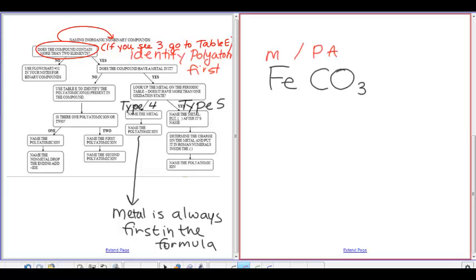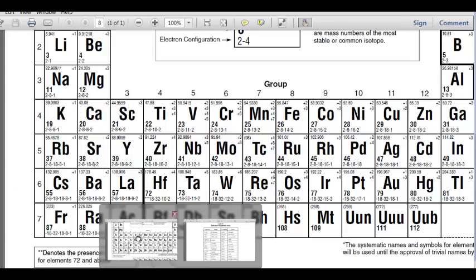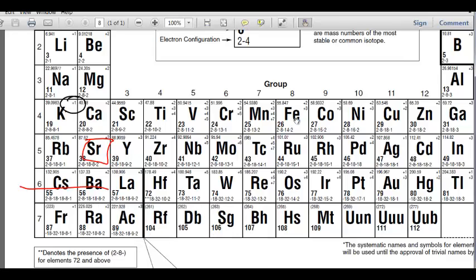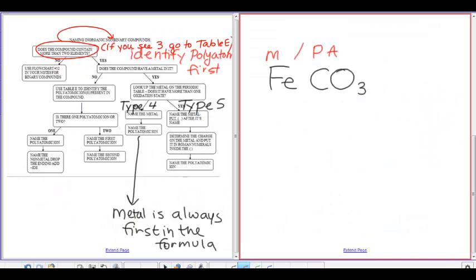The next step is to look up your metal and see if it only has one oxidation state or more than one. And Fe has more than one oxidation state. So what we do is we name our metal, just like before, and we put parentheses after its name. And then we name our polyatomic, just like with type 4. The only difference here is we don't know iron's charge. And so when you give me the name, you have to tell me what that charge is in Roman numerals inside the parentheses.